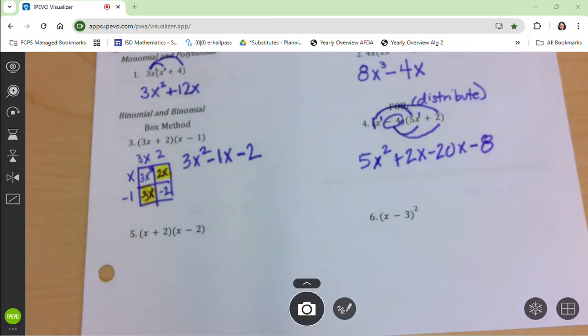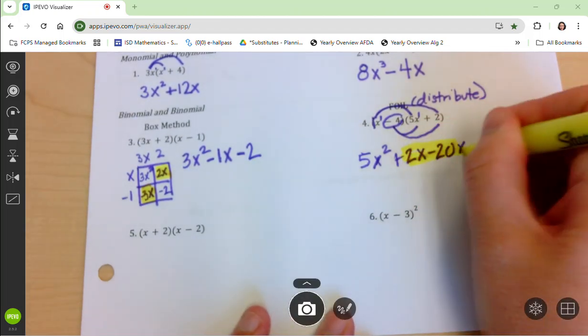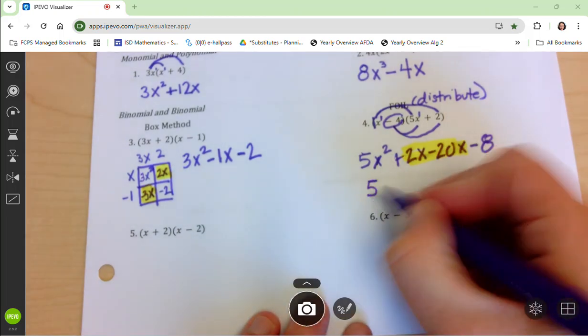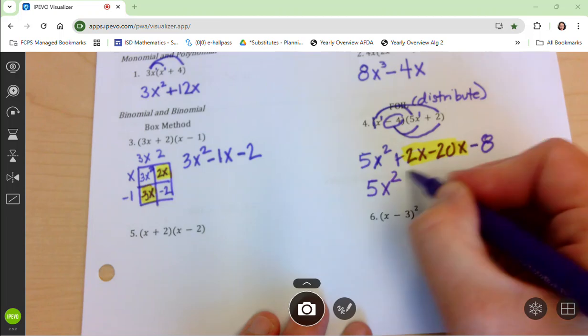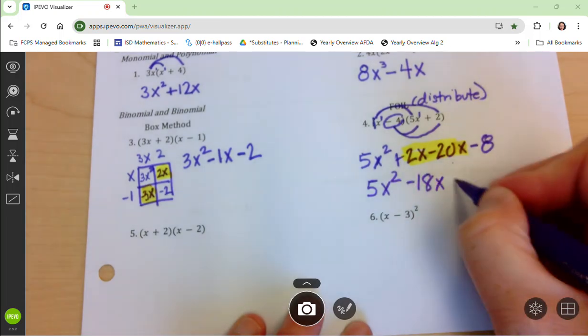So that's exactly what you would get with a box. It's just a different method. It's distributing. You can decide which method you like. I still have like terms to combine. 5x squared, what does that give me? Thank you, Osman. Negative 18x and then minus 8.